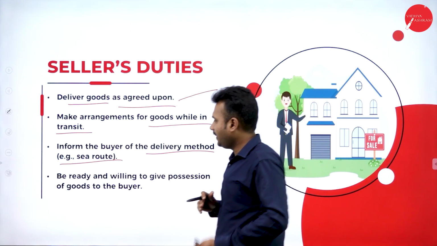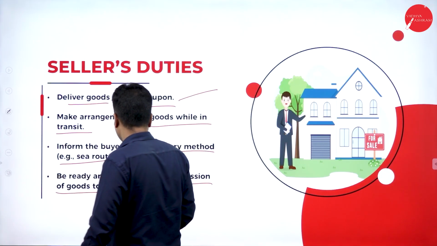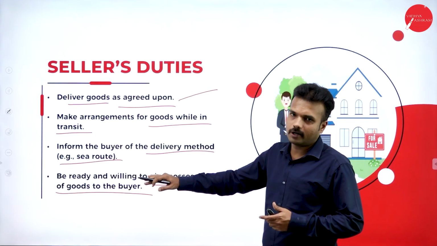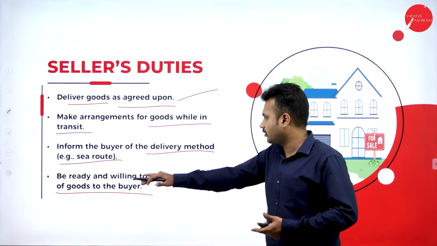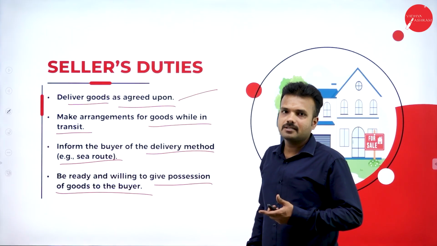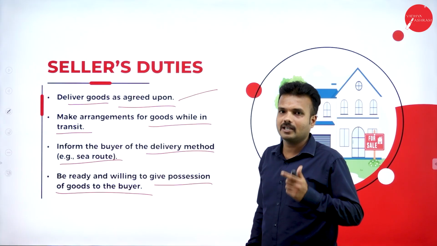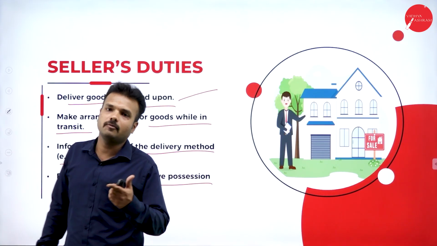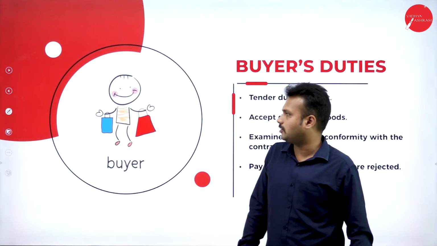Fine. Be ready and willing to give possession of goods to the buyer. As a seller, he must be ready to sell his product, and also he must be ready to give possession of the goods to the buyer. So he is ready to sell the product, but the price of that particular product has not been fixed. He cannot say, just purchase the product or take away the product today, I am going to decide the price and I will let you know tomorrow. He is not supposed to give all these reasons.